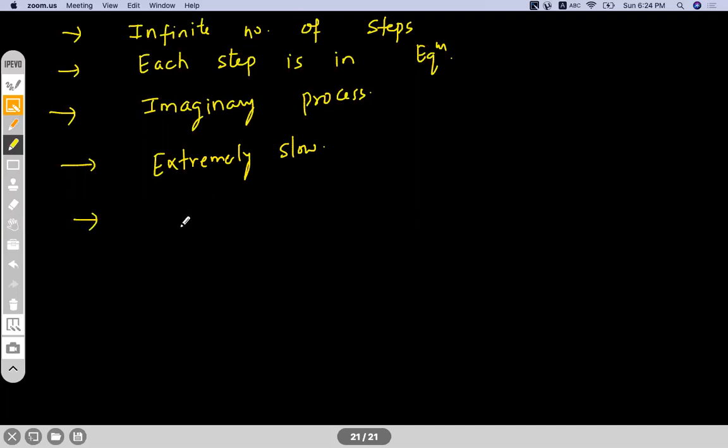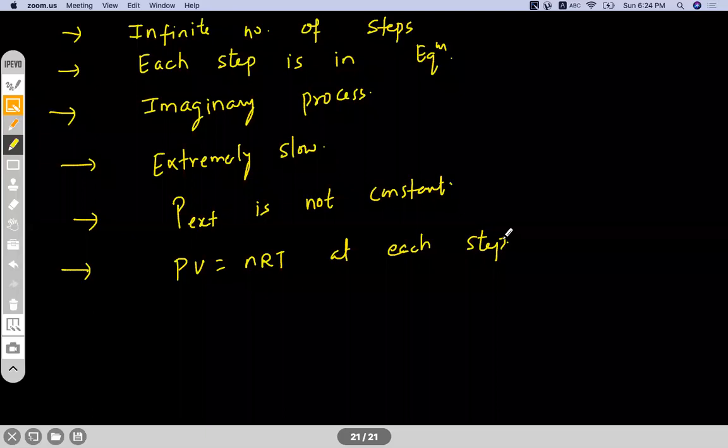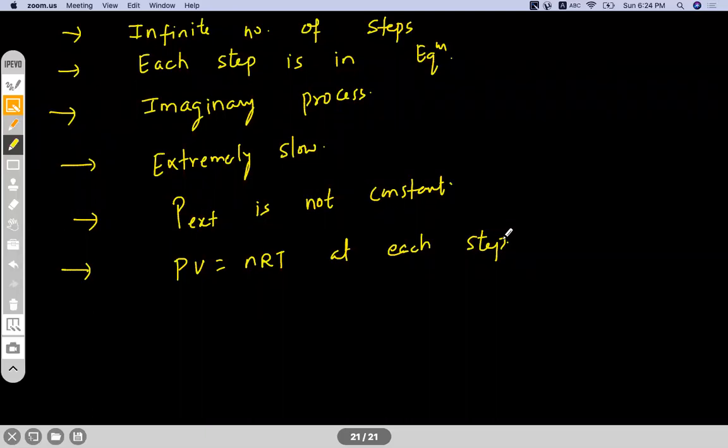Most important property, P external is not constant. Gradually we are increasing the external pressure. If you decrease the external pressure, that would be the case of expansion. And we can apply PV equals nRT at each step. These are the properties of the reversible process we have.